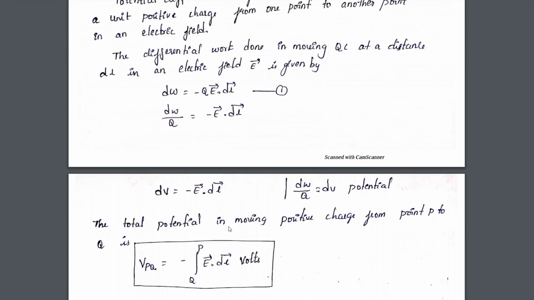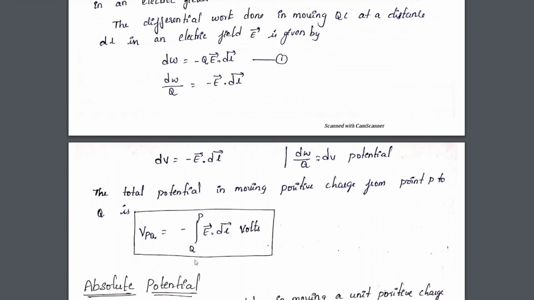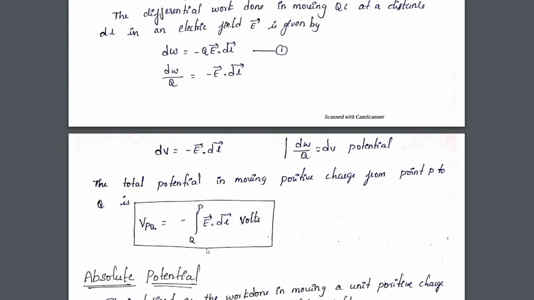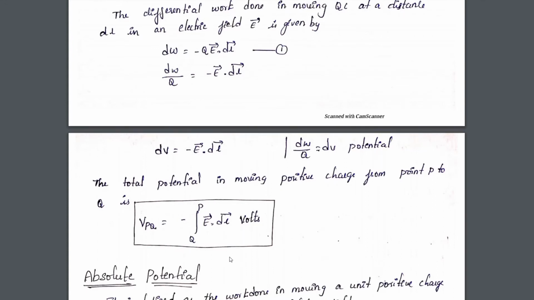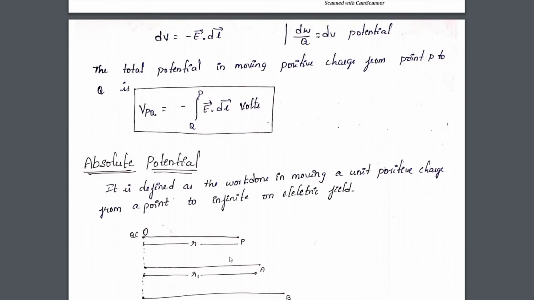And if you want total potential, you need to integrate on both sides. For example, if you're moving the positive charge from P to Q, LHS is denoted as VPQ, and RHS, since there is a negative sign, you need to do integration from Q to P. So it is measured in volts, and VPQ in terms of electric field, how you define, minus integral Q to P E dot dl. So this is the potential difference in terms of electric field intensity.